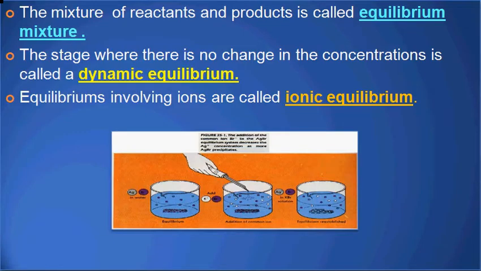The mixture of reactant and product is called equilibrium mixture. The stage where there is no change in concentration is called dynamic equilibrium. Equilibrium involving ions is called ionic equilibrium. You can see the picture. Here is the picture.